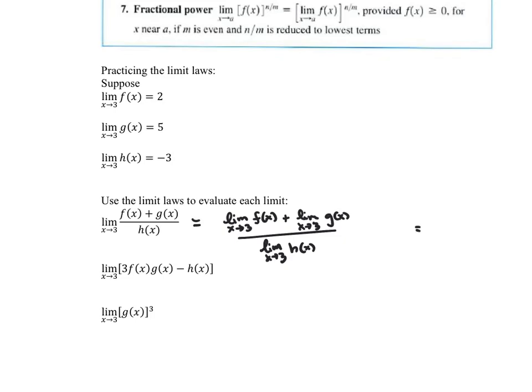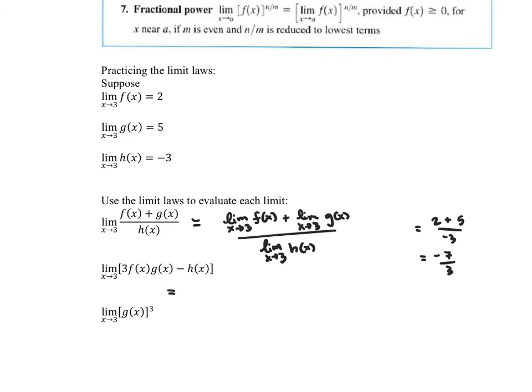The limit as x approaches 3 of f of x is 2. For g of x, it's 5. And for h of x, it is negative 3. So the original limit should equal negative 7 over 3. Okay, let's look at the second example.